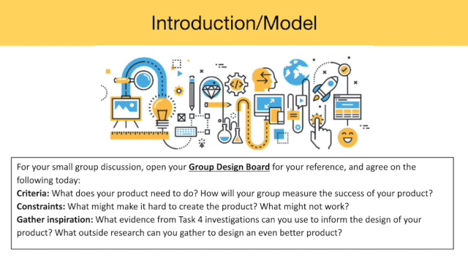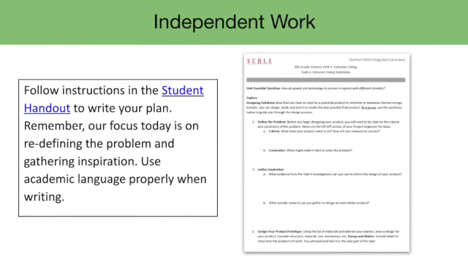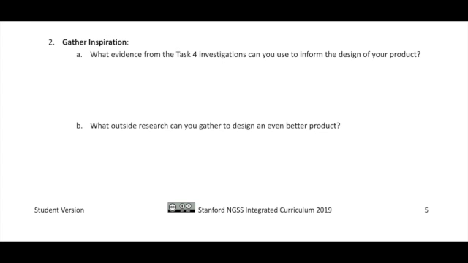When designing a product, it's rarely necessary to start from scratch. Gather inspiration by examining existing versions of the product. Students will also return to the results of their investigations in Task 4 as evidence for designing an even better product. Students should write out their plans on page 5 in the student handout. On the top half of the page, students will outline the criteria and constraints of their product's design. Then, at the bottom, students should bring in evidence from Task 4, as well as other outside research they've done to further inspire their designs.